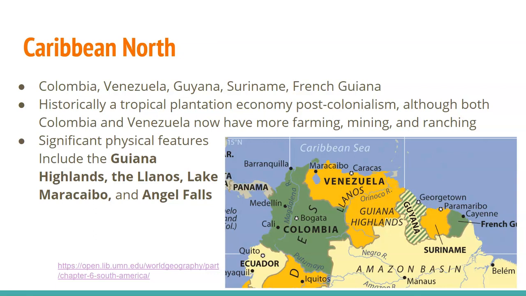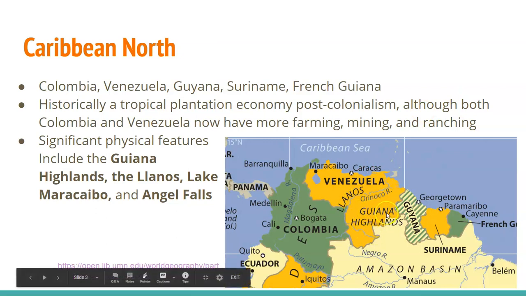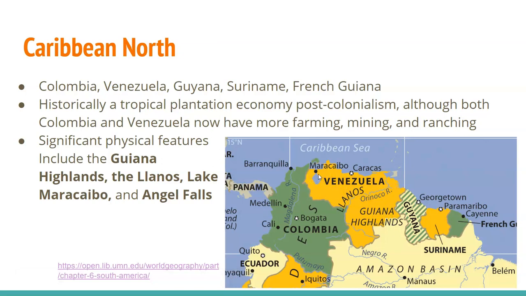So we have the Guyana Highlands, which is going to be an area of higher elevation. We have Lake Maracaibo, which technically is not a lake. It actually does have an outlet to the ocean, but that's going to play a very important detail in this realm, especially in terms of oil reserves.